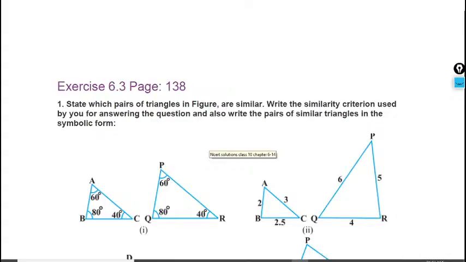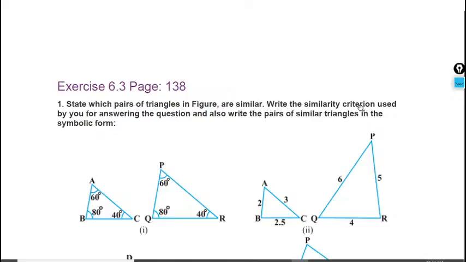So today we'll discuss exercise 6.3, page 138 of your book. So let's start. Question number 1 of your exercise 6.3 says: state which pair of triangles in the figure are similar. There are a lot of pairs of triangles here. You have to state which pair of triangles in this figure are similar.